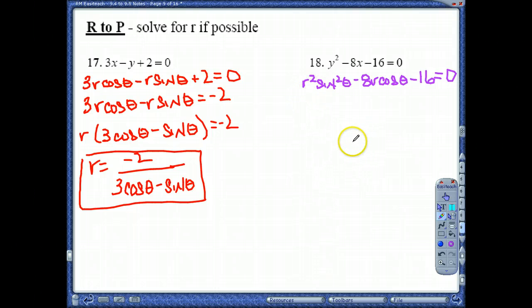Okay, so 9.4 is really just all about the review of everything we did last year involving our polar coordinates. So 9.5 tomorrow is going to be something really fun because we're going to do derivatives and arc length of polar.